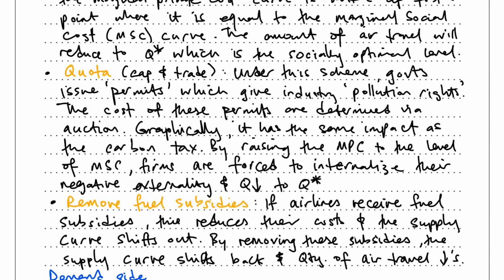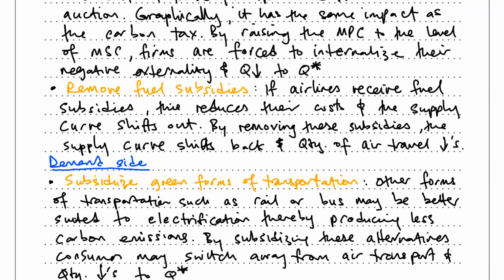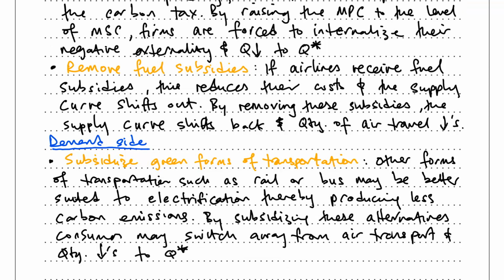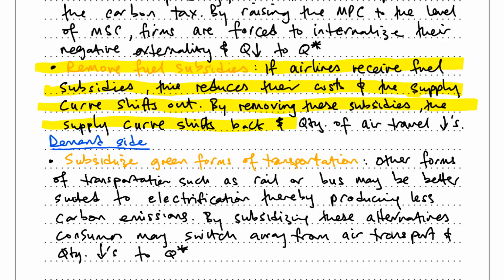Okay, another potential policy would be to remove fuel subsidies. If airlines receive fuel subsidies, this reduces their costs and the supply curve shifts out. By removing these subsidies, the supply curve shifts back and quantity of air travel decreases. That's another option available to government: if your airline sector is getting fuel subsidies, well, don't. Just don't subsidize them. That's naturally going to make things more expensive, and so they'll pass those costs on to the consumers and demand will naturally cut back to a more socially optimal quantity. So that's policy number 3.